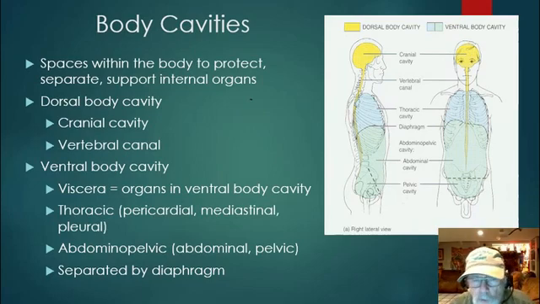What do you think a cavity is for? For an organ to sit inside. Okay, so an organ to sit inside. So we have two major body cavities. One's called the dorsal body cavity, and one's called the ventral body cavity. Now, the dorsal body cavity is a piece of cake.